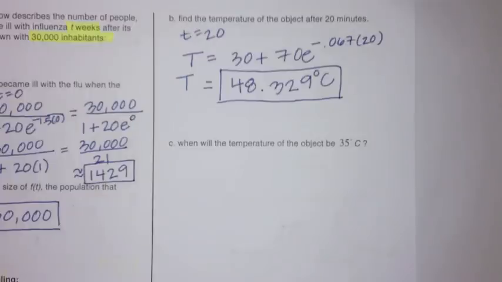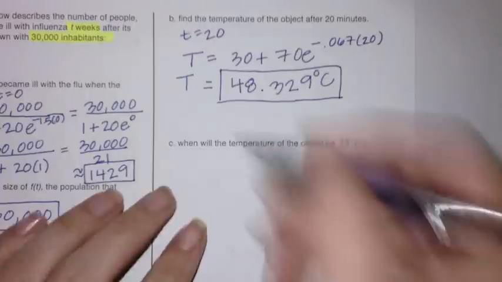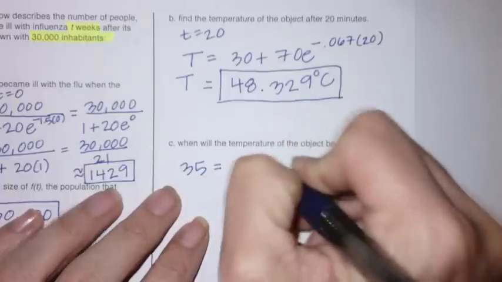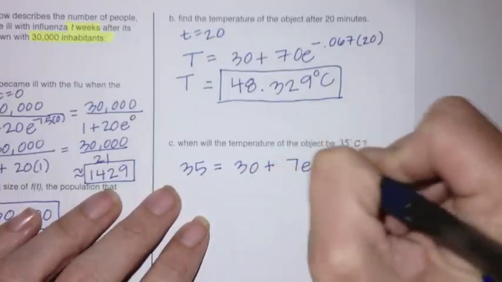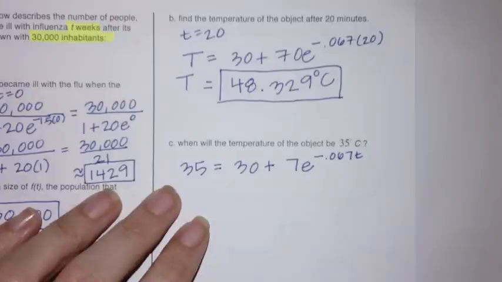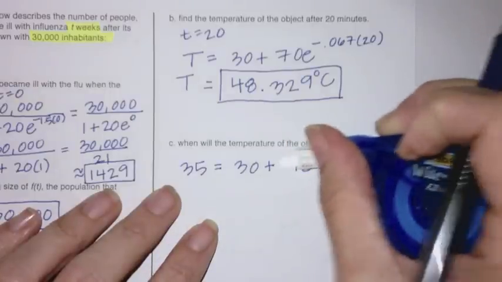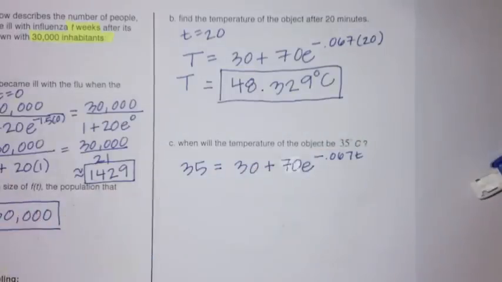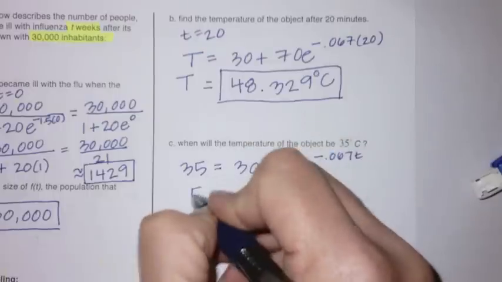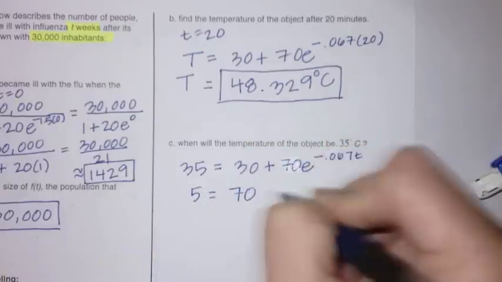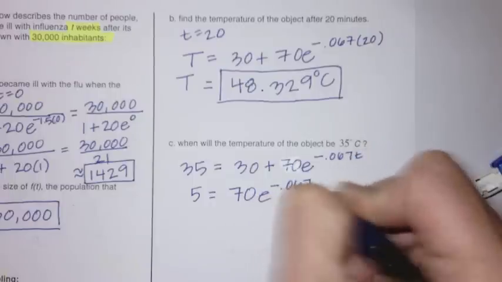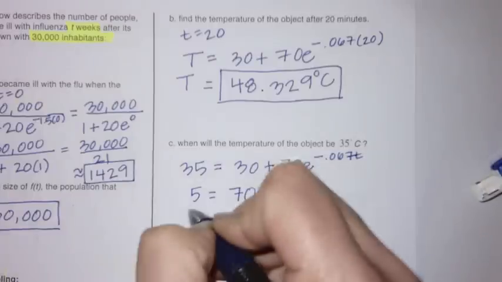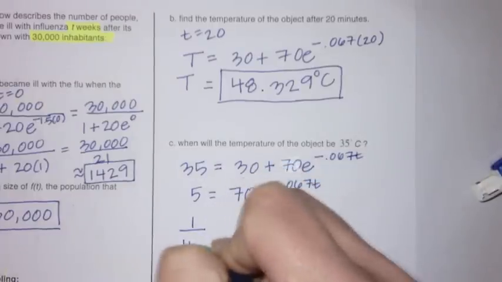Alrighty, when will the temperature of the object be 35 degrees Celsius? So this is when we put 35 here, and we're asked for the t. So there's 70. Subtract the 30, we get 5 equals 70 e to the negative 0.067 t. Then divide by 70, and 5 over 70 reduces to 1 over 14.